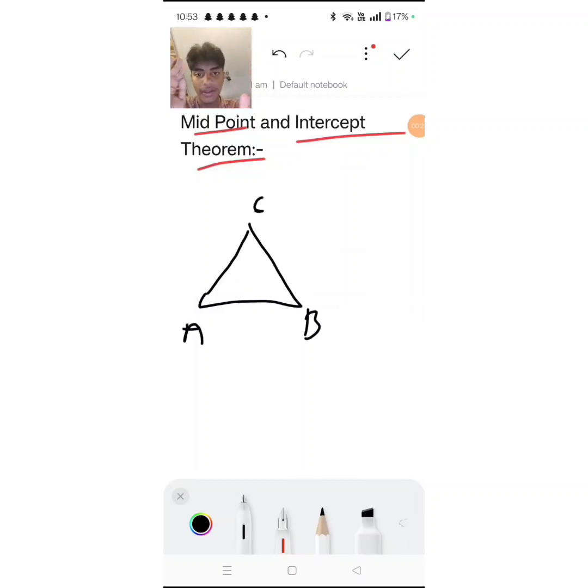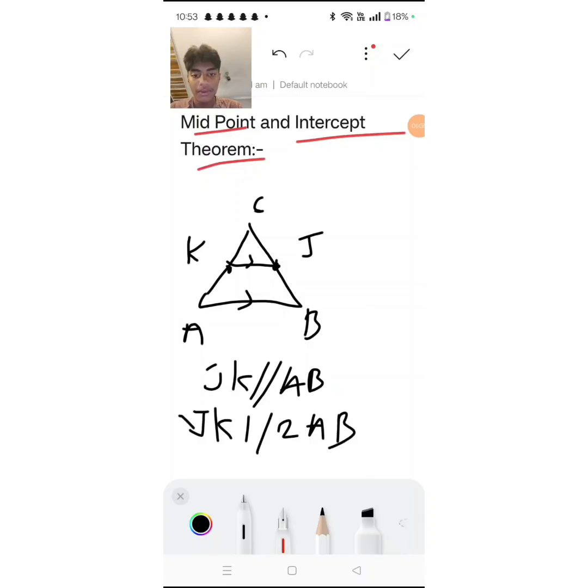Now according to the midpoint theorem, the midpoint of A and C, let's call this K, and the midpoint of B and C, let's call this J, right? So when you join JK together, JK is parallel to AB, right? So JK is parallel to AB, and JK is half of AB. This is the midpoint theorem.